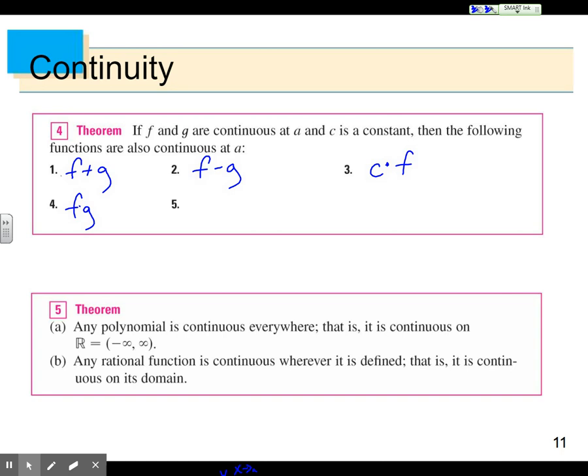And if I take f divided by g, that is going to be a continuous function, given that f divided by g exists. In other words, g of x is not my zero function, or I guess it would be g of A.